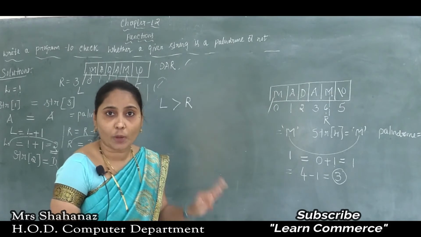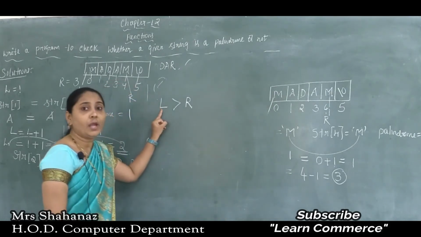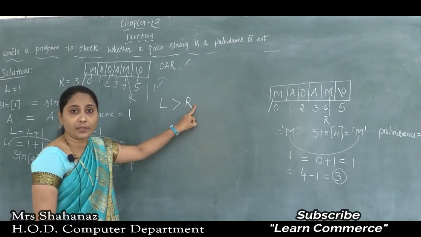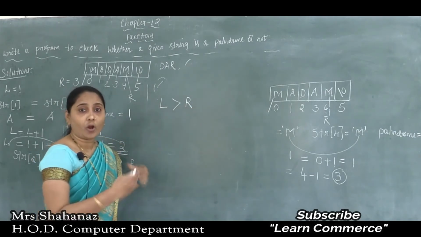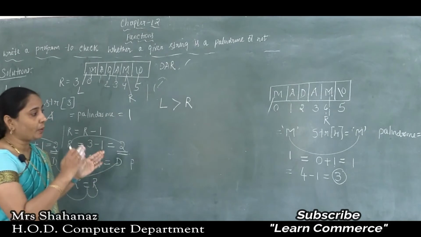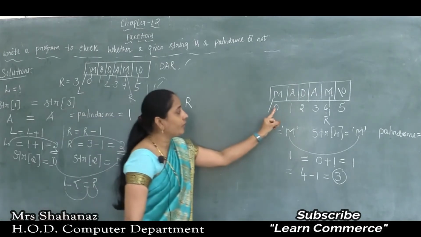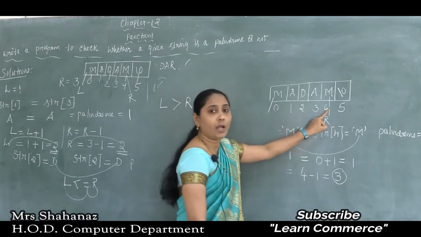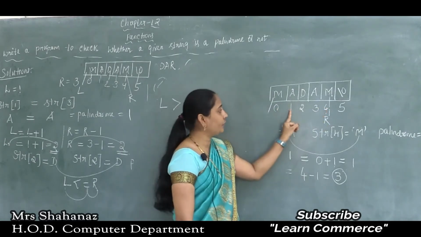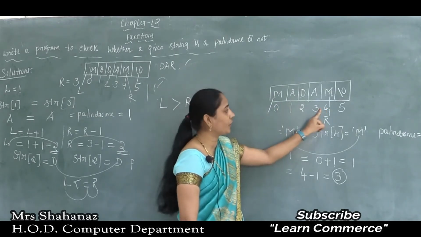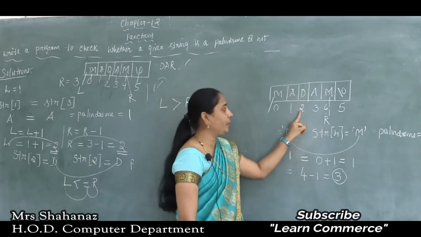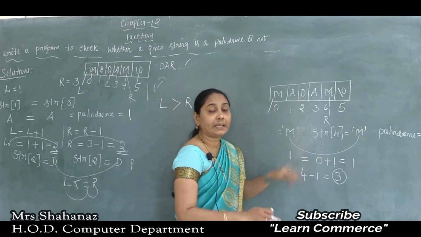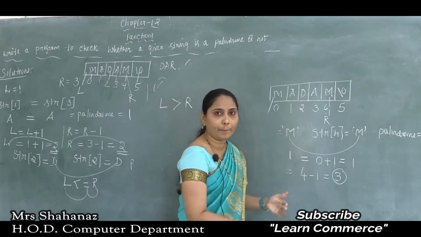When do you need to stop the program? When the L value is greater than the R value. Clear this point here? I already provided some examples also. When you are comparing with the right value, the left value should be less, or maybe the left value is equal to the R value. That means we can take the character and compare the character.